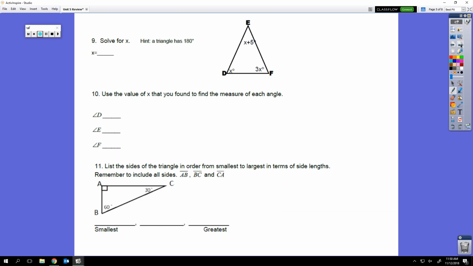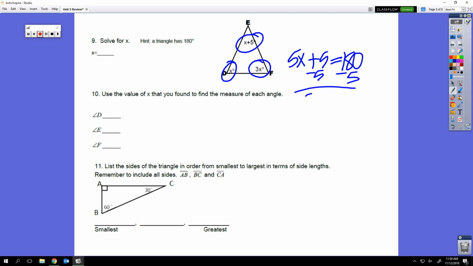Number 9, solve for x. Okay, so it says hint, a triangle is 180 degrees. So I'm going to add all of these up. So I have 3x plus x plus x. So 3 plus 1 plus 1 is 5x. Plus 5 equals 180. Subtract the 5. So 5x equals 175. And when you divide by 5, you get 35. So x is 35.